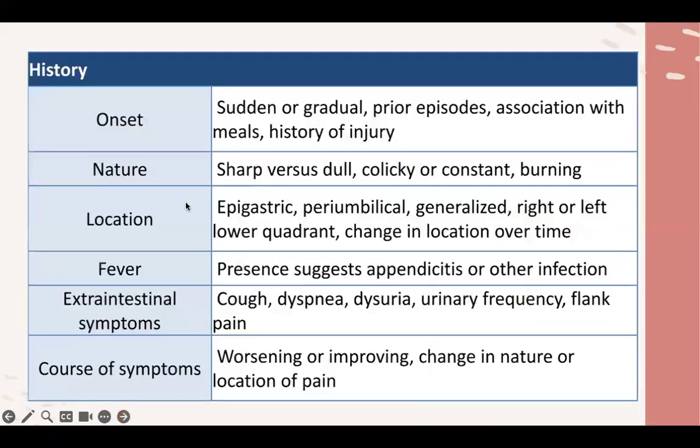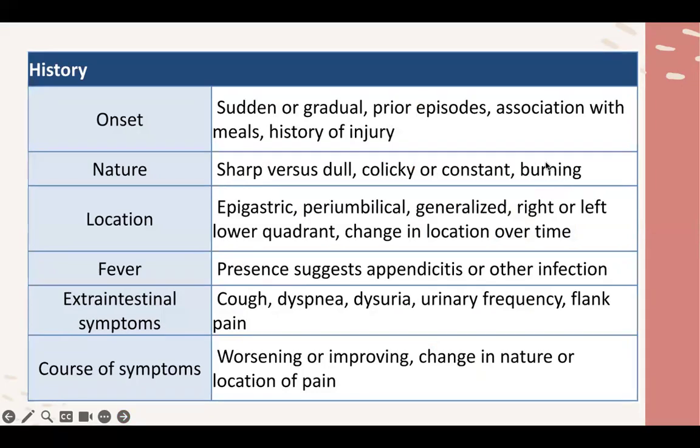And at the same time, along with onset, we have to consider other features of the pain as well, like nature, location of the pain, very important again, fever and extraintestinal symptoms, and course of symptoms. So onset we have already seen, whether it is sudden, gradual, prior episodes, associated meals, or history of injury. Nature can be sharp versus dull pain, colicky or constant, and burning pain.